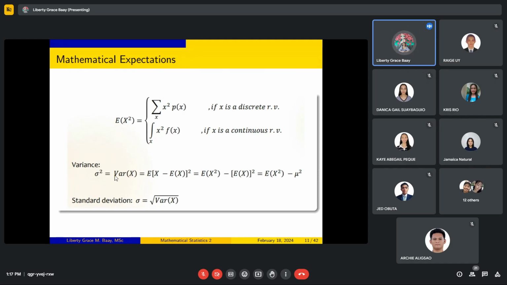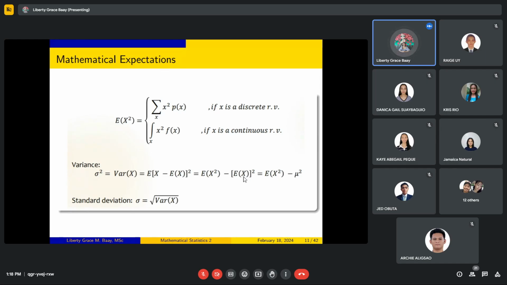Okay, so in solving for the variance, you already know that the variance is just equal to the sigma squared. So this is the formula: the expected value of x minus the expected value of x, raised to the squared. Or this is equal to the expected value of x squared minus the expected value of x raised to the squared. Okay?